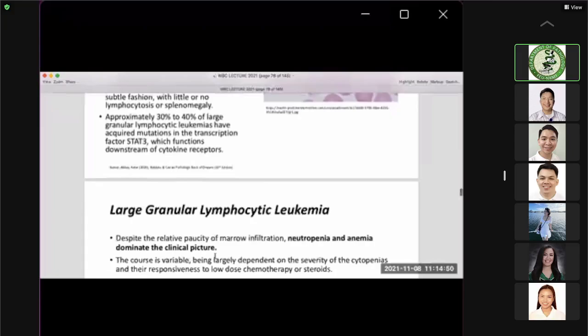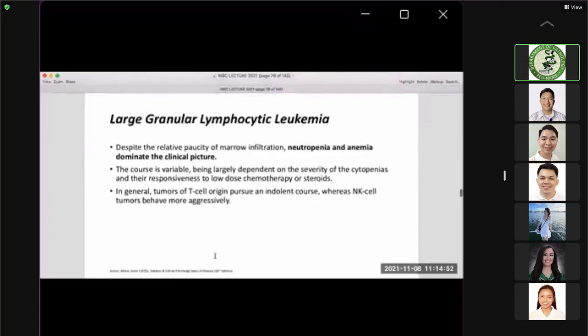So, ito yung mga dominant features, no? Clinical feature, secondary to marrow infiltration, pero more of neutropenia and anemia. No? So, variable course, dependent on the severity of cytopenia, okay, and responsiveness to the low-dose chemotherapy or the steroids that are being given to the patient. Okay, so indolent ang course niya for the T-cell origin. For NK cell, mas aggressive sila.